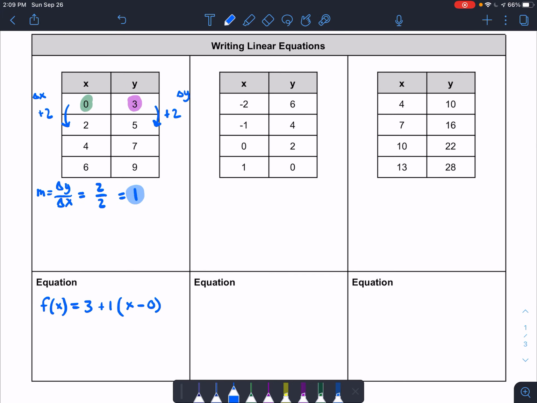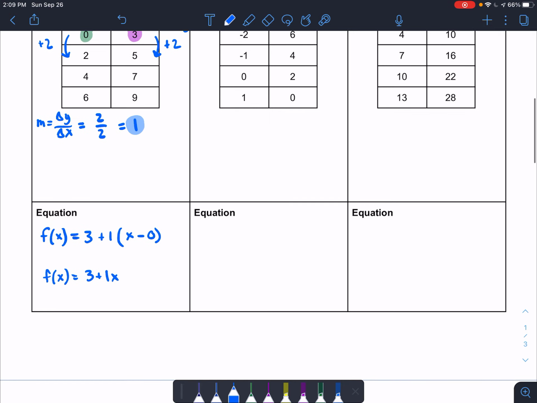Just like in Unit 1, we could rewrite this as f of x equals 3 plus 1x. It just so happens we could even go further because 1x is just x, and you could even write f of x equals 3 plus x.